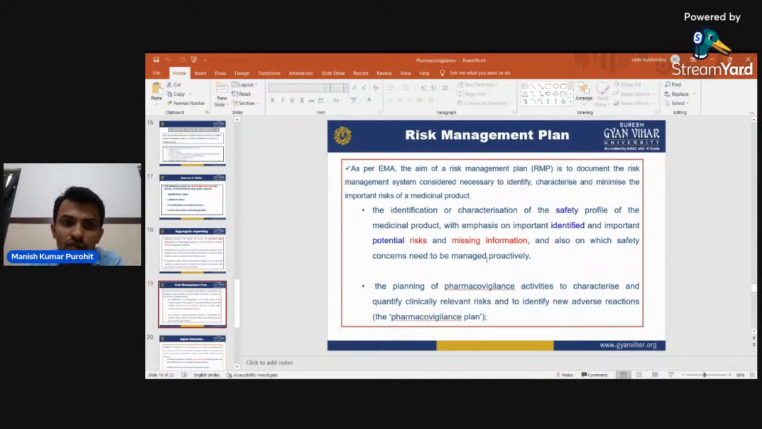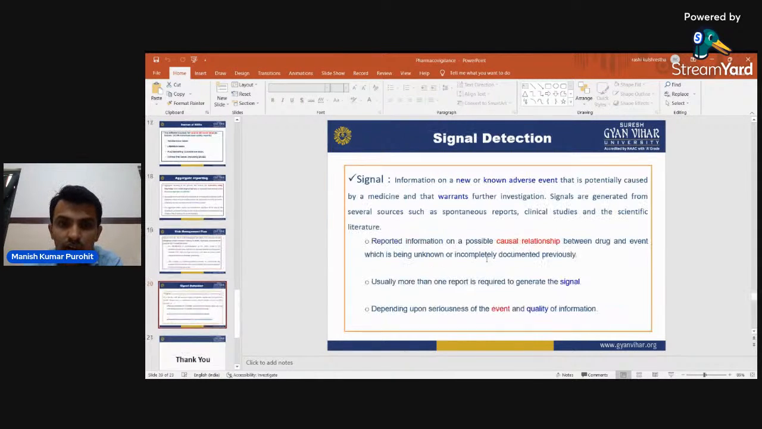So in this risk management plan, what actually is done, as per the European Medicines Agency, the aim of the risk management plan is to document the risk management system considered necessary to identify, characterize, and minimize the important risks of the medicinal product, and to identify or characterize the safety profile of the medicinal product, with emphasis on important identified risks, important potential risks, and missing information, and also on which safety concerns need to be managed proactively. It also covers the planning of pharmacovigilance activities to characterize and quantify the clinically relevant risks and to identify new adverse reactions. The last one is signal detection.